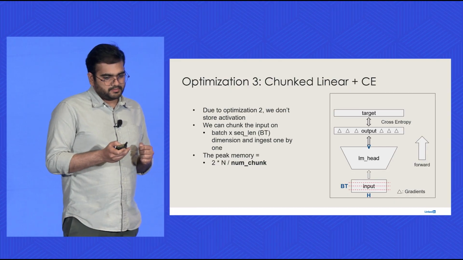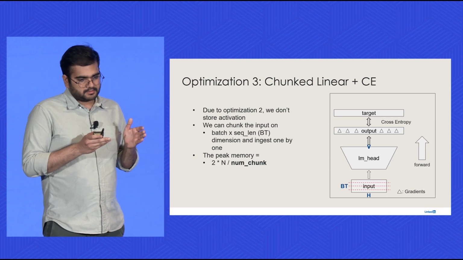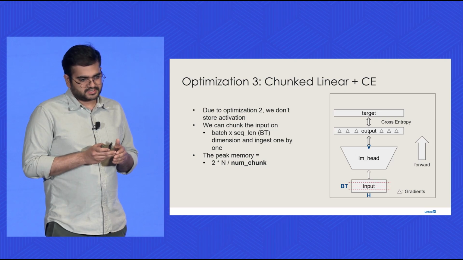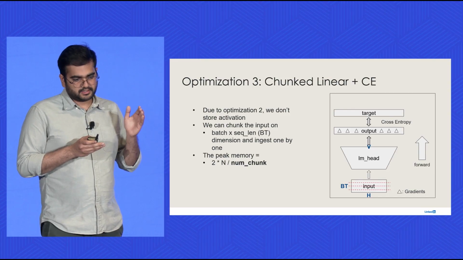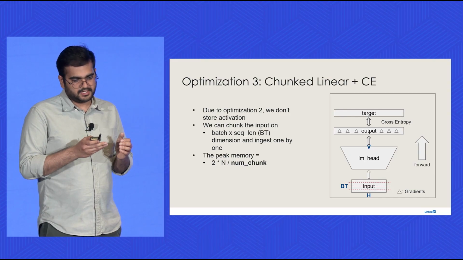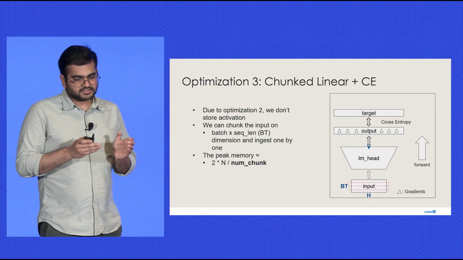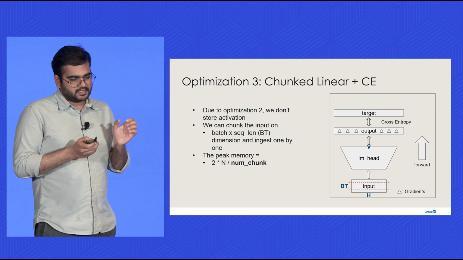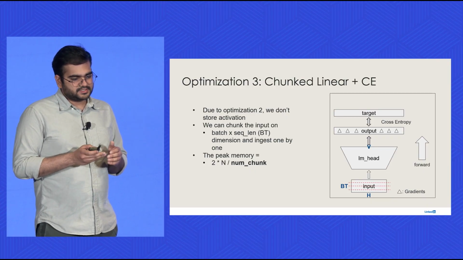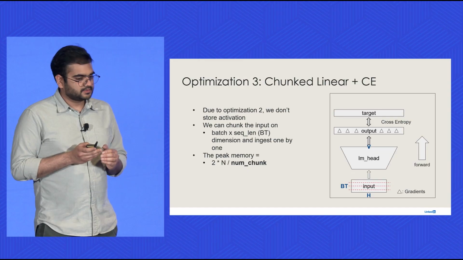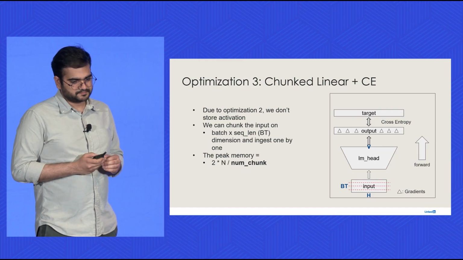Now we can also make use of things like chunking. Basically we have an input which is batch cross sequence length, number of tokens. If we denote batch with B and sequence length by T, then we have BT number of tokens, and each token is represented by a hidden dimension, which is H. If we split this into num chunk number of chunks, then the peak memory in this case will simply reduce to 2n over number of chunks.